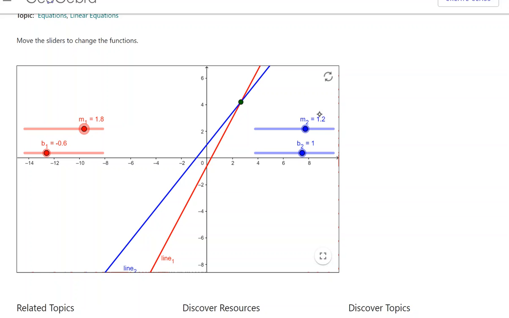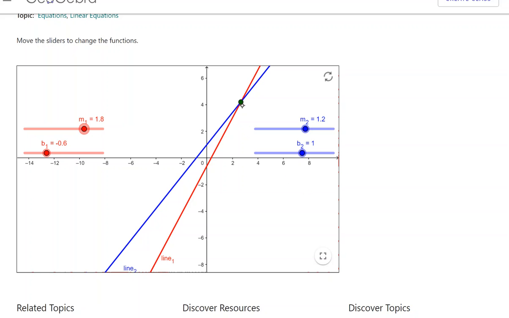The line in blue has a slope right now of 1.2 and an initial value of 1. The red line has a slope of 1.8 and an initial value of negative 0.6. And whenever we're looking at a system of linear equations, we're asking ourselves, where do they intersect? So for instance, in this problem, they intersect right here.